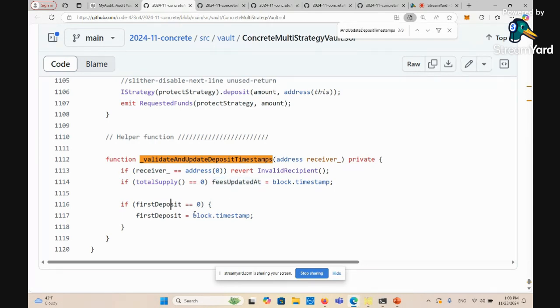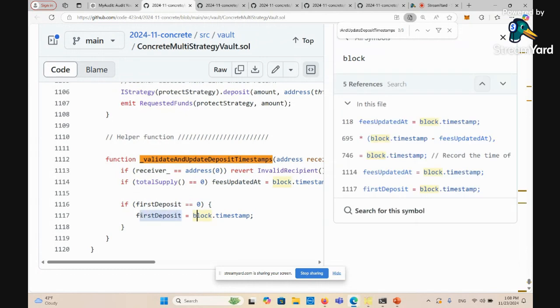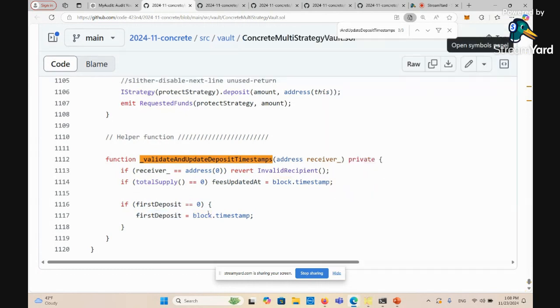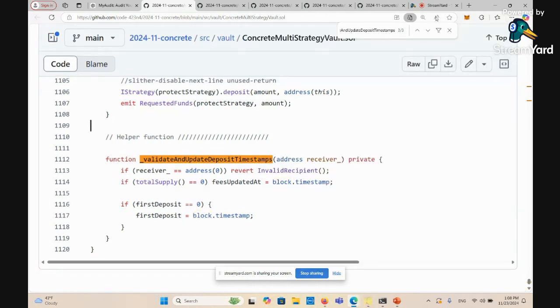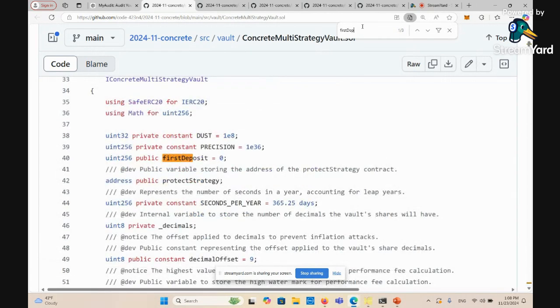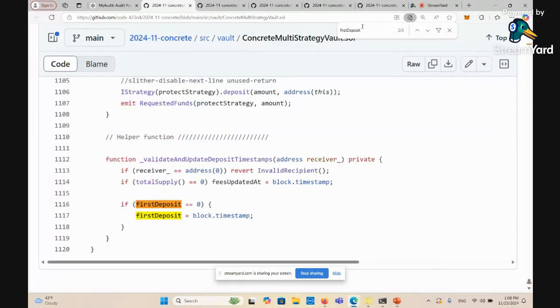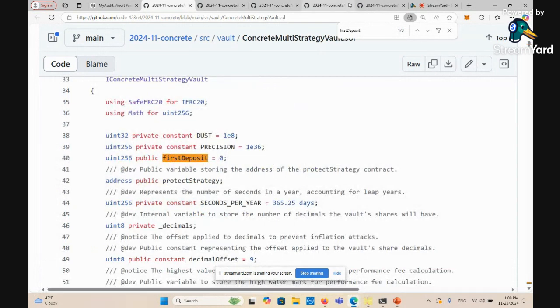The second prevention is you also write down when the first deposit is. And then you also have a flag called first deposit write down. Let's see why they need this. Okay, it's just remembering the timestamp. I don't see anywhere it's used, but anyway. So let's go back to deposit.